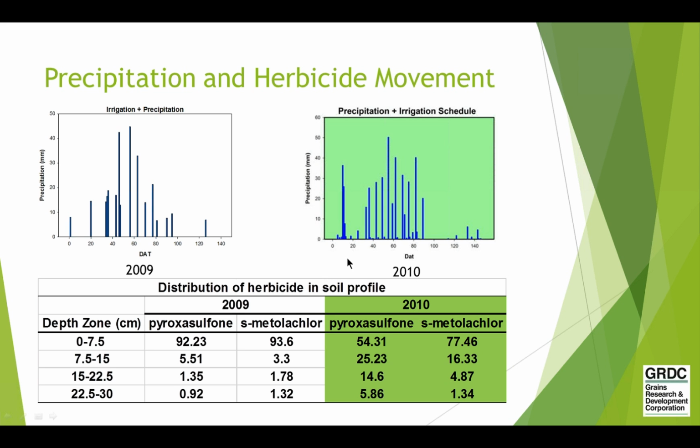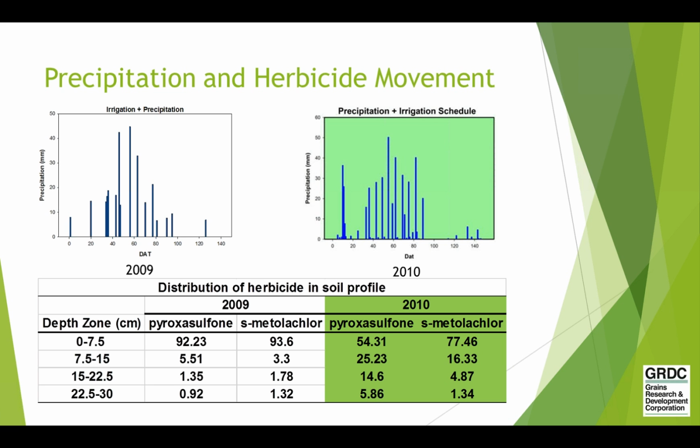Contrast that to 2010, especially since we had this very high rainfall event right after application. Here, almost 45% of the pyroxasulfone moved out of that top 7.5 centimeters and moved deeper into the soil profile, so that we had about 25% of it in the 7.5 to 15 centimeter range and about another 15% in the 15 to 22.5. S-metolachlor also moved down. Only about 77% of it remained in the upper profile, and we moved it further down.